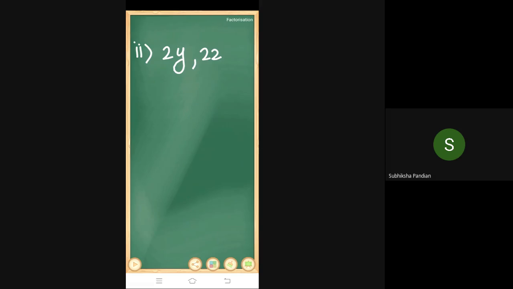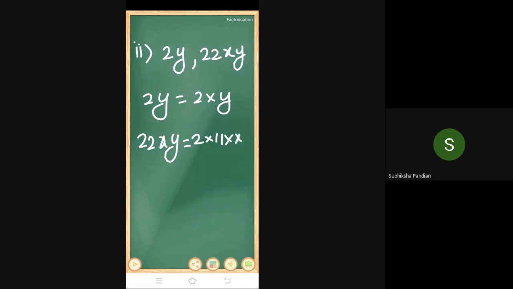2y and 22xy. So 2y means 2 into y, because 2 is already a prime number, children. And y can be written as y. Variables, no problem. Only the numbers we have to check whether they are prime numbers or not. So 22xy, how will you write? 22 can be written as 2 elevens are 22. 2 is a prime number, 11 is also a prime number. So we can stop. Then x into y.